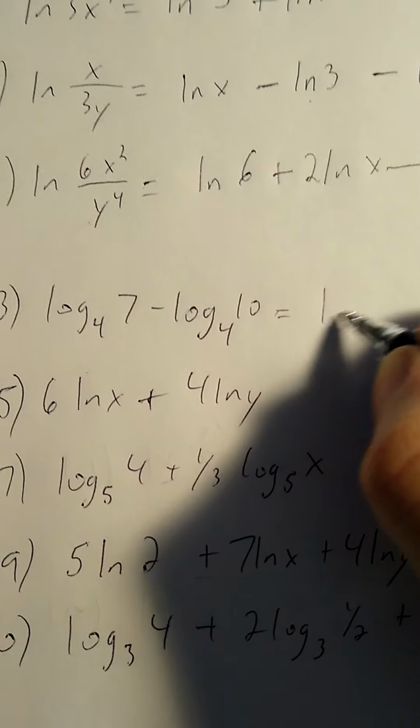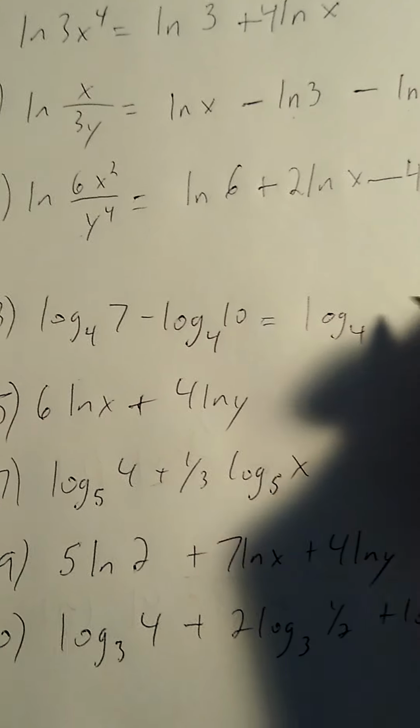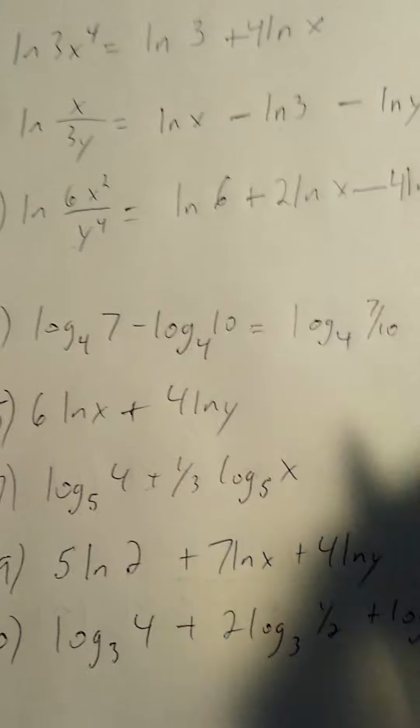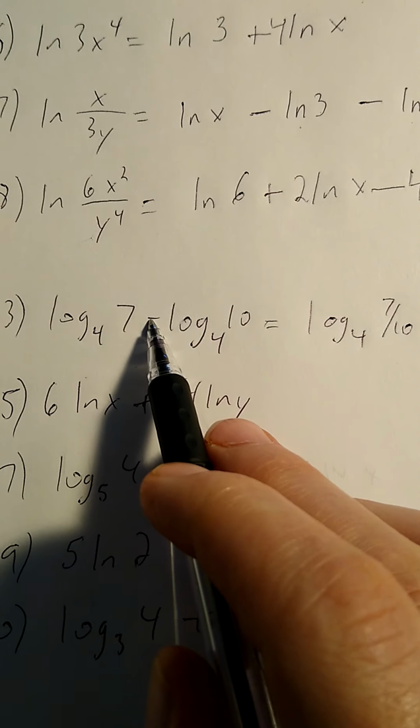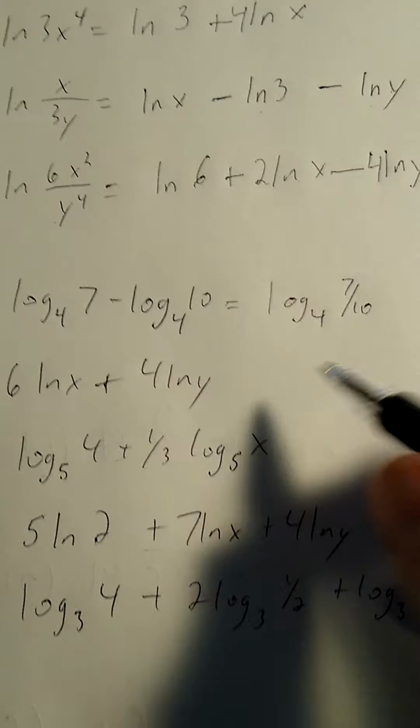Down here, we're going to combine these two into one logarithm, base 4. 7 and 10 are being divided because their logarithms are being subtracted.